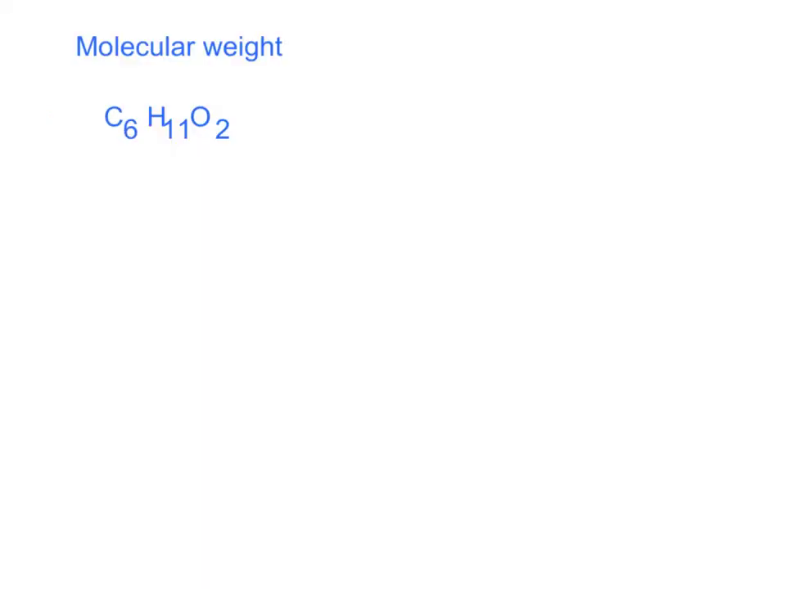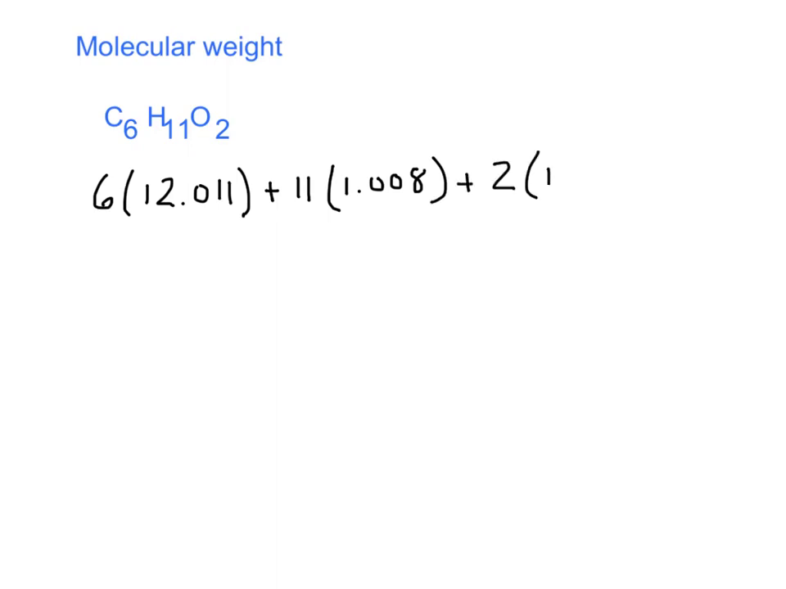Okay, the next thing that comes on the heels of this is molecular weight. In order to find molecular weight, you need to be able to look up the masses of different elements, and you need to times them by what you're given. So on this one we have 6 carbons, so we take 6 times the mass of carbon, which is 12.011, plus 11 times the mass of hydrogen, 1.008, plus 2 times the mass of oxygen, 16.00. We take and then put that in our calculator and we get an answer.